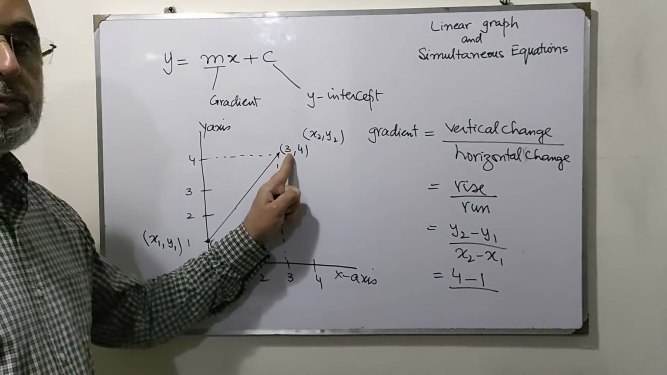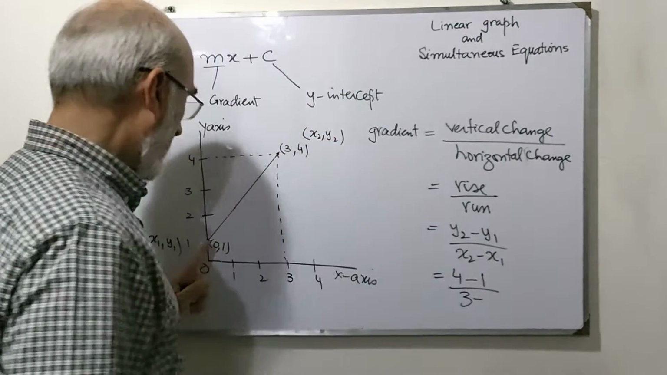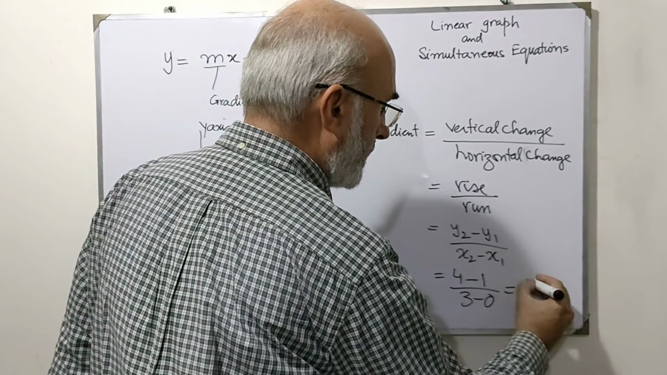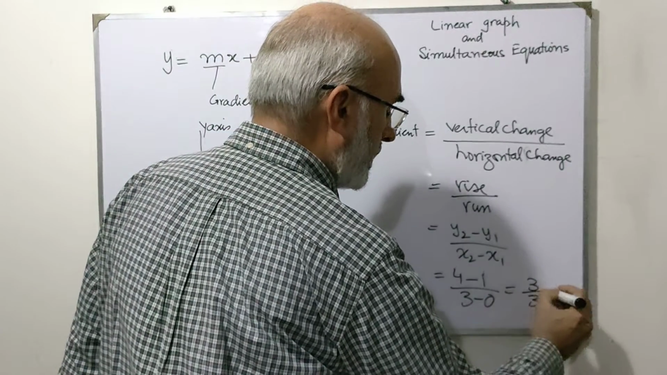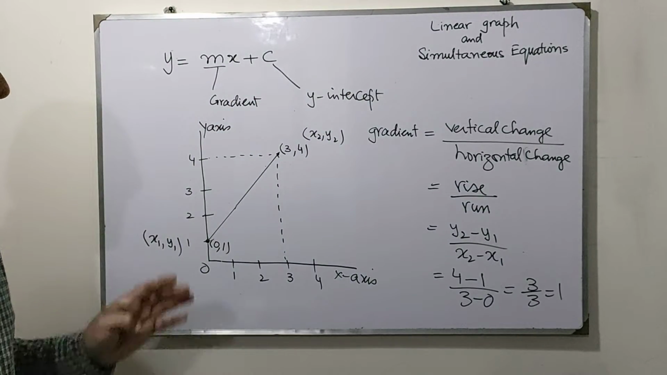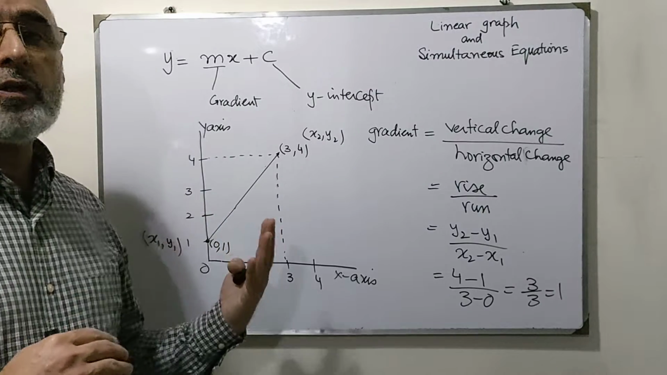What is the x position? 3. What was the x position initially? 0. So it is 3 over 3, which is equal to 1. So it's a positive slope, right? This is what we guessed while looking at it, that it's going to have a positive slope.